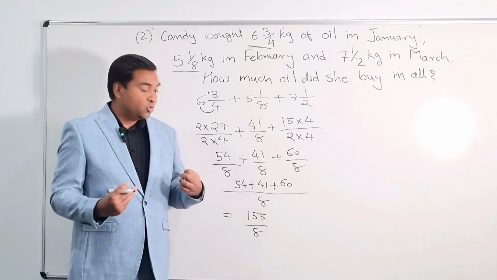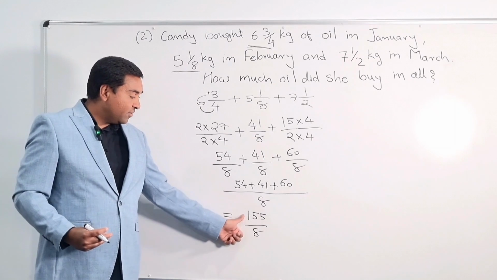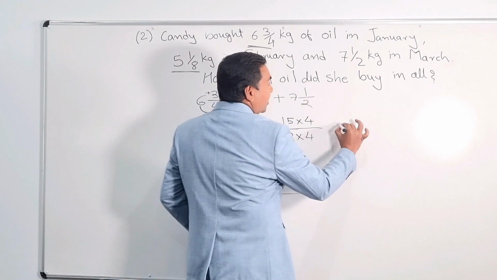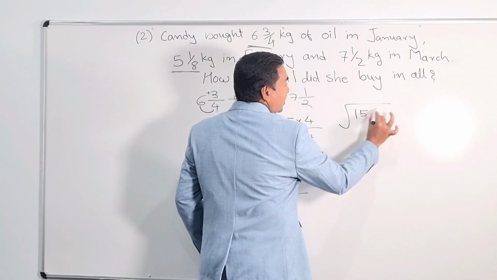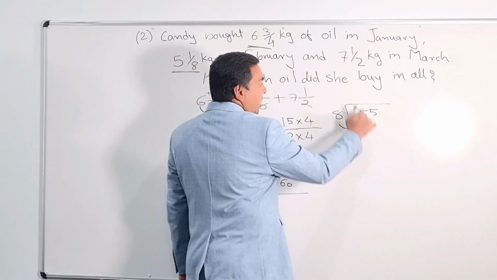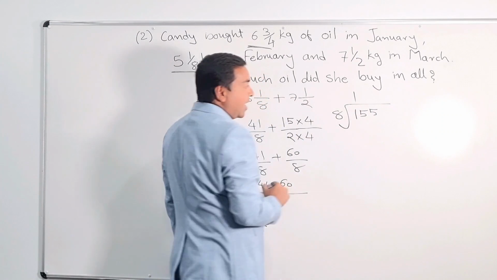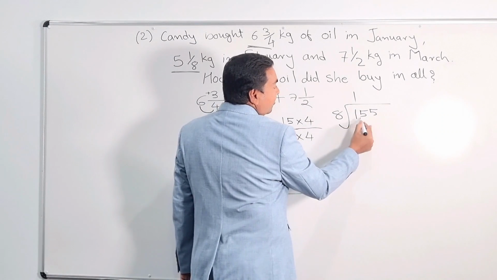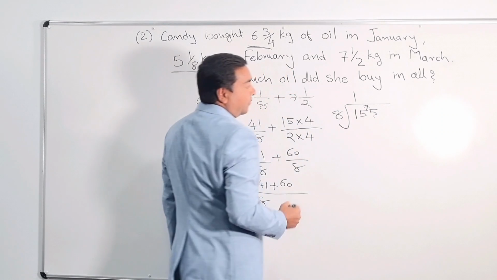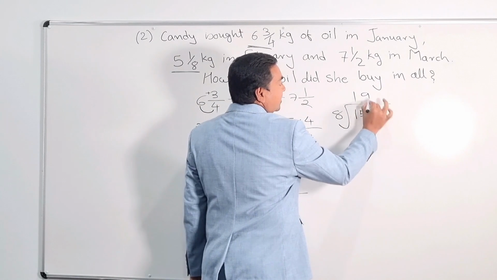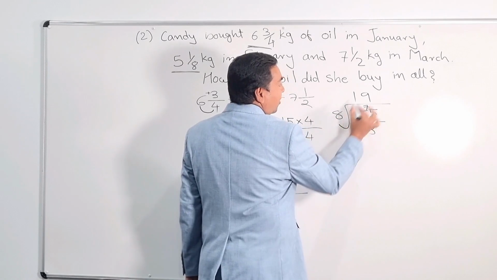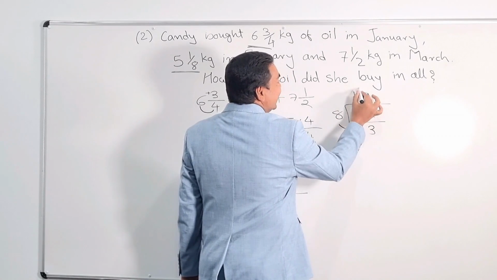And the answer should be in a mixed fraction. So I'll be changing 155 over 8 into a mixed fraction. To do that, I can do a bit of long division here. So 155 divided by 8. So I can do 8 1s are 8, 8 2s are 16. So 8 1s are 8 is good. So what is the remainder? 15 minus 8 is 7. So I'll do the short one here. So 7, so 75. So I can do 8 9s are 72. So my remainder is going to be 3, because 75 minus 72 is 3. So 19 is the quotient.